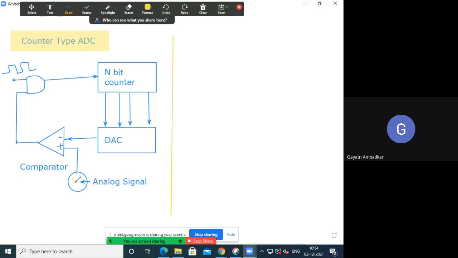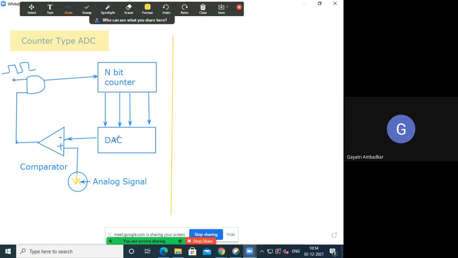This is your VA, analog input. And here it is receiving some reference analog input. Every time this will be changing. So initially, when there is no input to the counter, it will produce output equal to 0, 0, 0, 0. Okay. So initially when there is no input, output will be 0, 0, 0, 0.